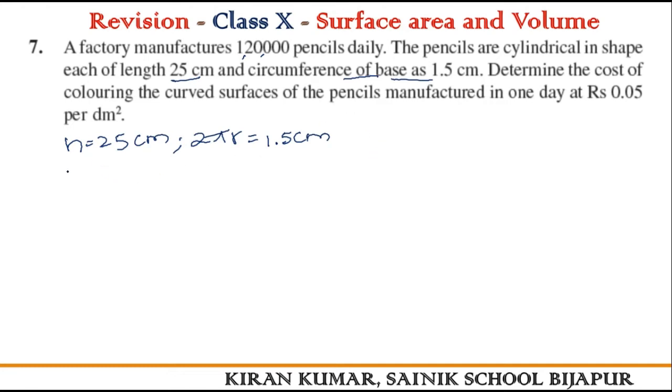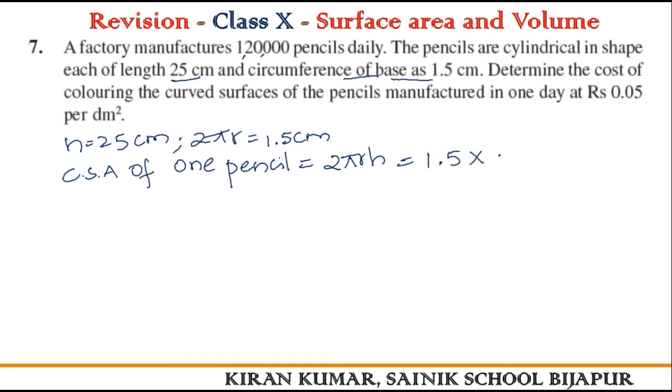Here I need the curved surface area of one pencil. This will be equal to the CSA of cylinder. It is 2 pi r h. 2 pi r value is known and h value is also known. So it is 1.5 into 25 centimeter square.